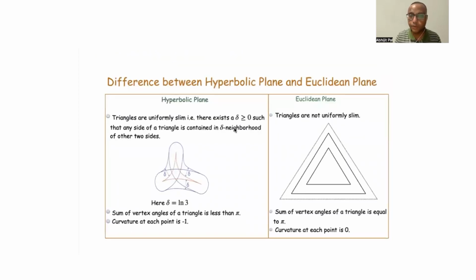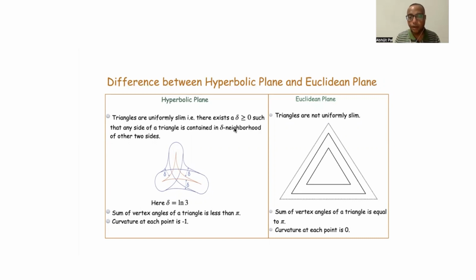Let us see the difference between the hyperbolic plane and the Euclidean plane. In the hyperbolic plane, triangles are uniformly slim. That is, there exists a non-negative number delta such that any side of a triangle is contained in the delta neighborhood of the union of the other two sides.